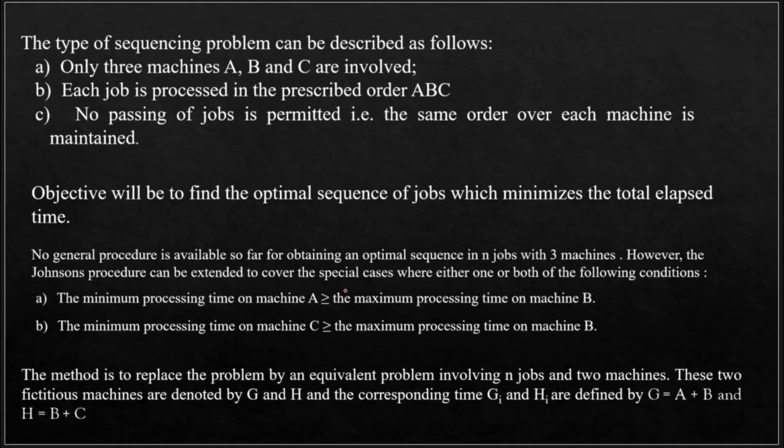These two machines are assumed as machine G and machine H. For machine G, we add the machine A processing time and the machine B processing time. Similarly, for machine H, we add the machine B processing time and the machine C processing time, and we get the H processing time.